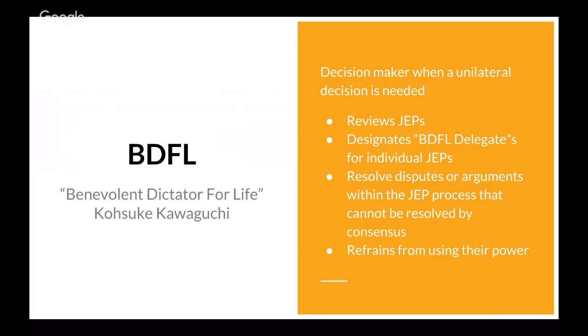So having said that the process is consensus driven, we do have at least an out. We have what's called a benevolent, if I can say it, benevolent dictator for life, BDFL. We just shorten it to that because I don't want to say that all the time. And that person is the one that acts as the trusted decision maker when a unilateral decision is needed. So as a JEP is going through certain parts of the process, the BDFL will review JEPs or designate others to review JEPs.